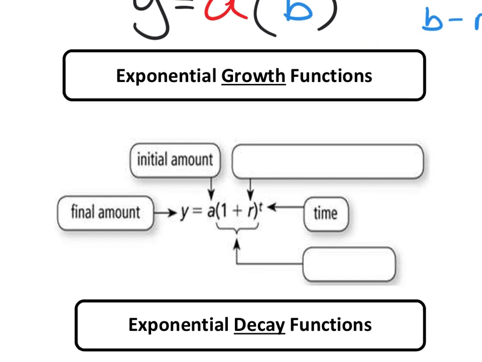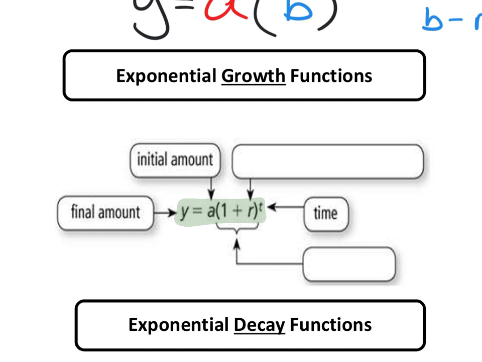Now, there's a lot of things happening right here. I want you right now to take a highlighter. I don't really care what color. And I want you to highlight the actual equation here because it's tucked in with all of these arrows and such. The equation is y equals a times (1 plus r) raised to the t.